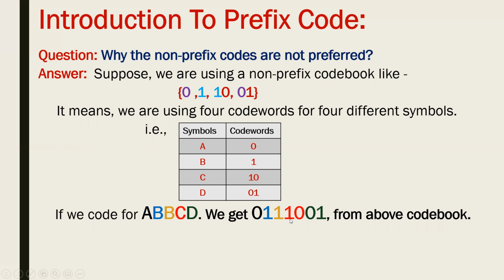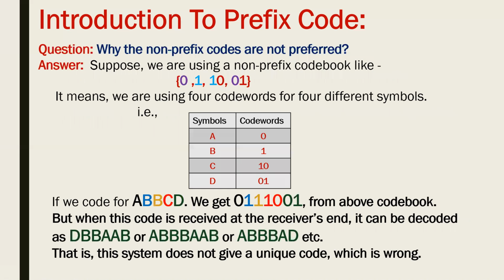Similarly, another B is also replaced with 1. C is replaced with 10, in red color. And finally, D is replaced with 01, shown in green color. So for the word ABBCD, we get the code 0111001. Now let us see what will be the problem at the receiver end. Suppose the receiver does not receive ABBCD, but receives the code 0111001.